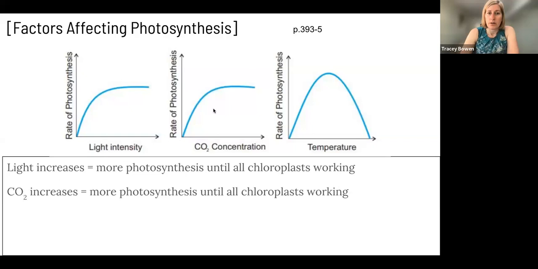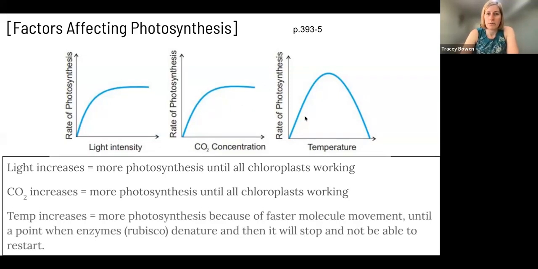Additionally, same thing with carbon dioxide concentration. There will be more photosynthesis until all of the chloroplasts are working, and then at that point, it will plateau. With temperature, what's going on is that the molecules are moving faster, so they're bonking into each other more, which makes the enzyme that makes photosynthesis happen speed that reaction up.